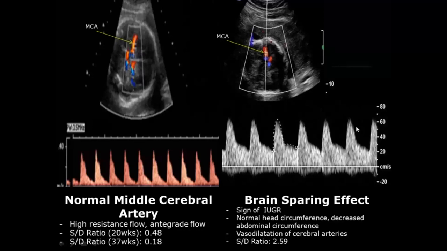The peak systolic velocity is high, it is more than 60, whereas in the normal case it is below 40 centimeters per second. And even the end diastolic velocity is high, it is more than 20 centimeters per second, whereas over here it is very low, it is below 10 centimeters per second approximately. And the SD ratio is also high, it is 2.59.